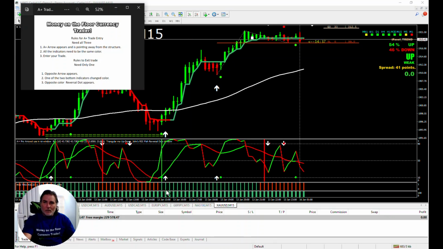Oh, one of the two bottom indicators changed color. Yeah, that would definitely be a big one. And that would be this right over here. Right here we have it went red, so we would exit this time, would have got out at this point. That would have been very good.